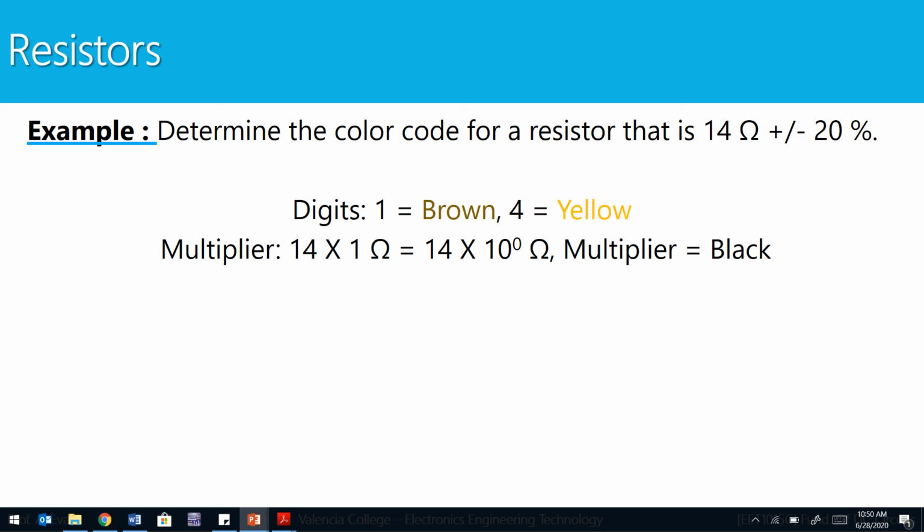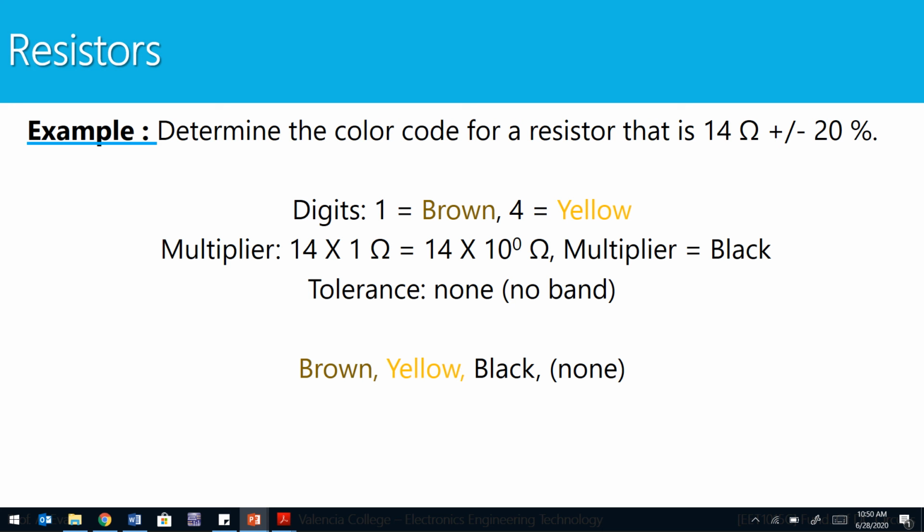And then the plus or minus 20%, if you look at your color code chart, you'll see that a tolerance of 20% correlates to no band. There actually is not a fourth band visible on that resistor. You'll only see 3 colors, which tells you that the tolerance is very high for that resistor, 20%. So our final answer is brown, yellow, black, and none for the fourth band.